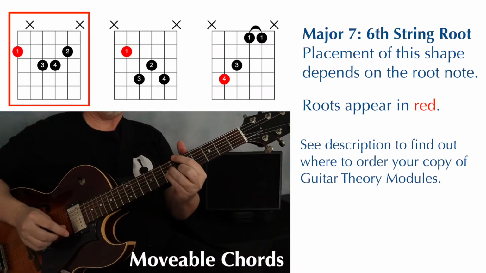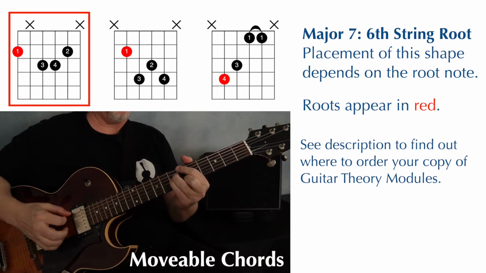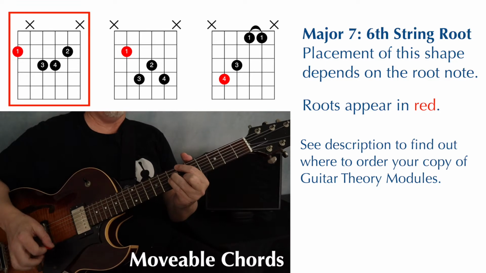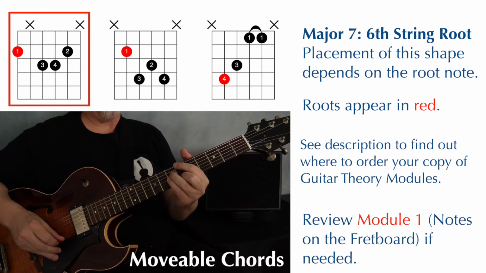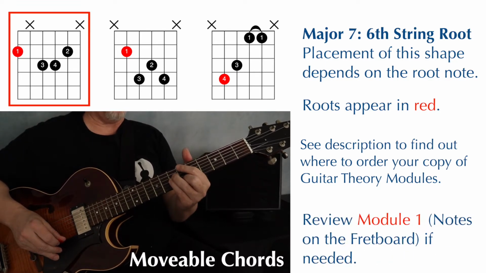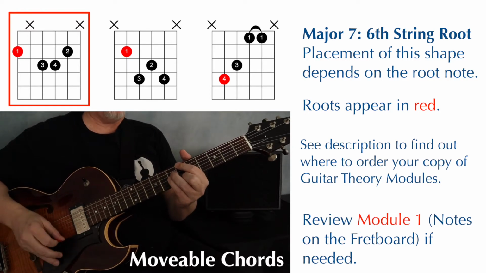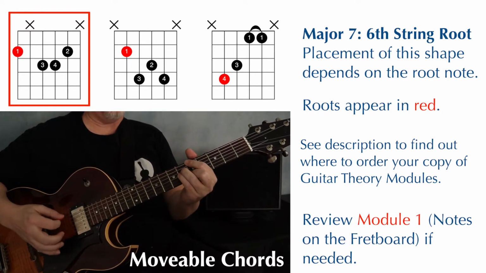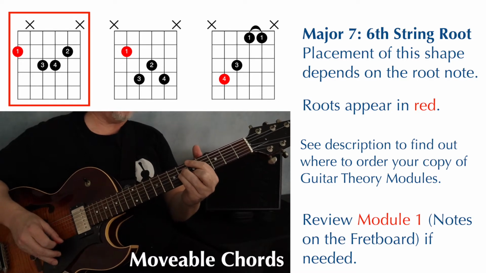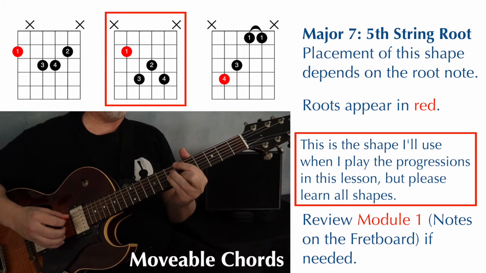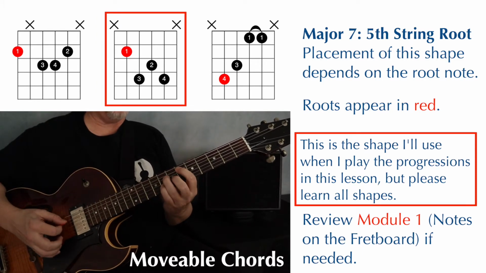Here's a major 7 shape you can play with the root on the 6th string. Fingers 1, 3, 4, and 2. This happens to be a B flat major 7 that I'm playing because I'm placing the root of the shape on the B flat on the 6th string, 6th fret. If I were to move it down 1 fret, where the root is on the A, now it's an A major 7.